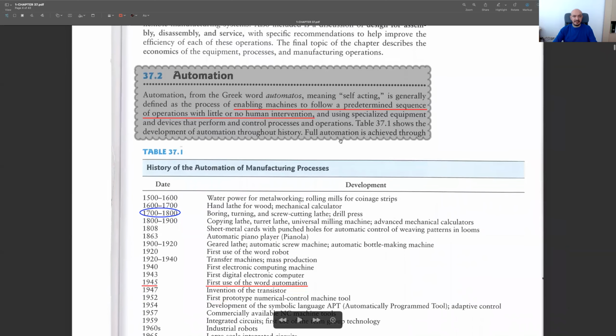So let's discuss the meaning of automation. With the help of this process, we are enabling machines to follow a predetermined sequence of operations with little or no human intervention. And this is a highly important issue in productive systems, productive plants, machines.